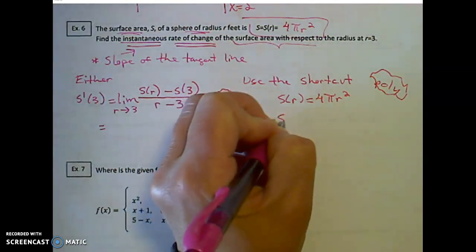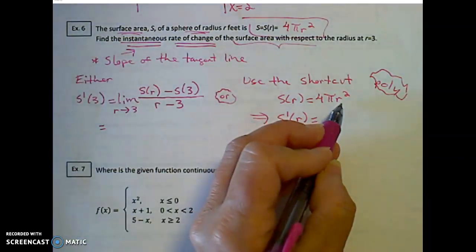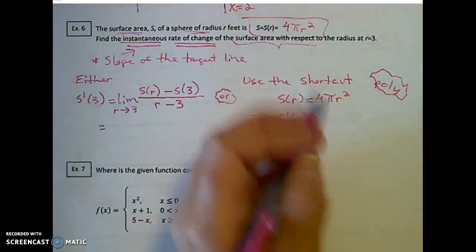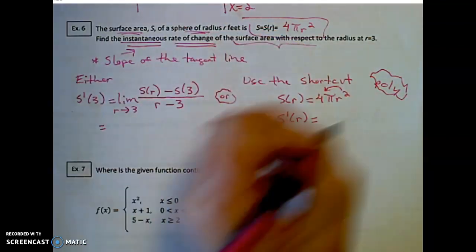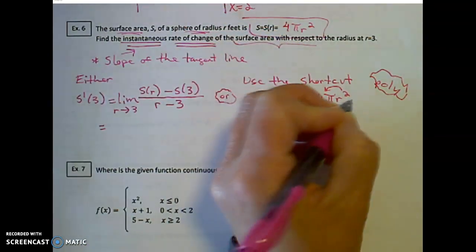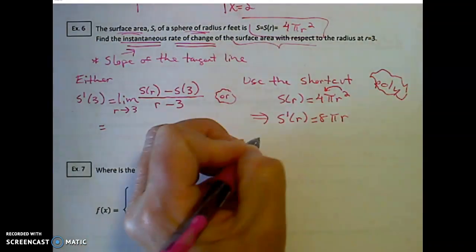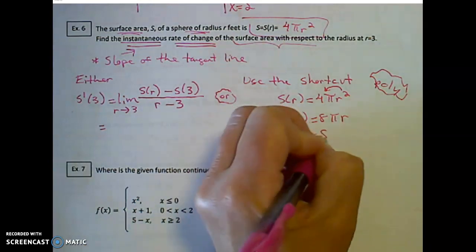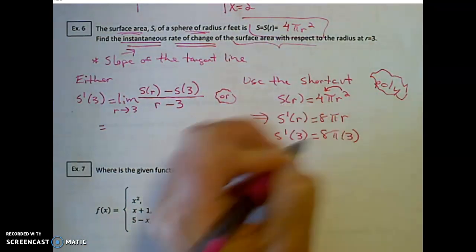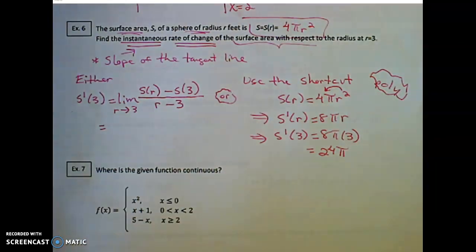That implies that s prime of r is equal to, here's my variable, pi is just a number, a coefficient, multiply exponent times coefficient, that's 8 pi, and knock that exponent down by 1, r. That implies that s prime of 3 is 8 times pi times 3, which is 24 pi.